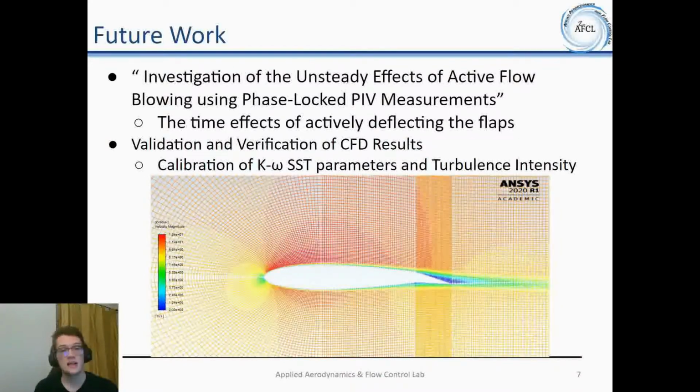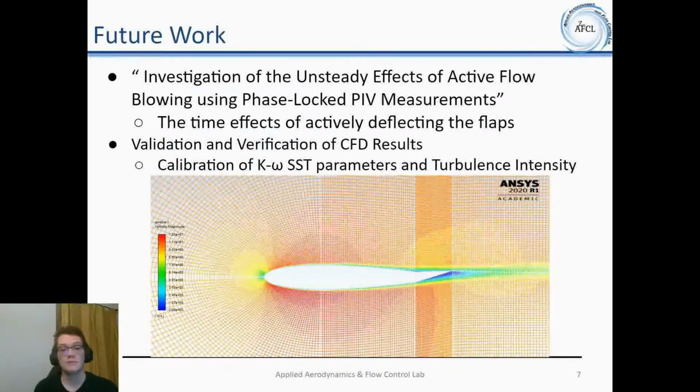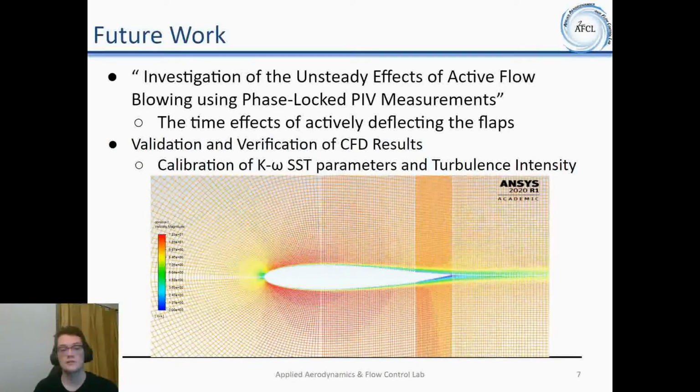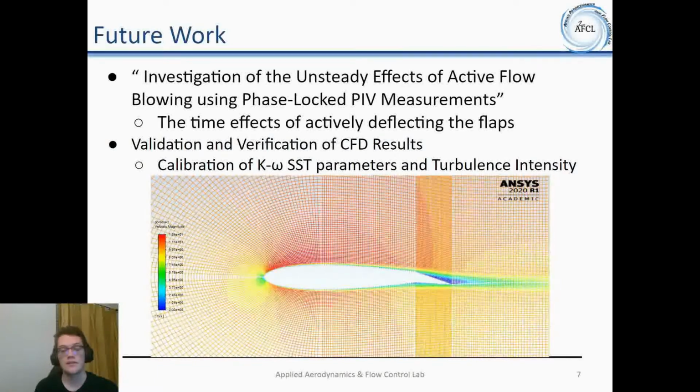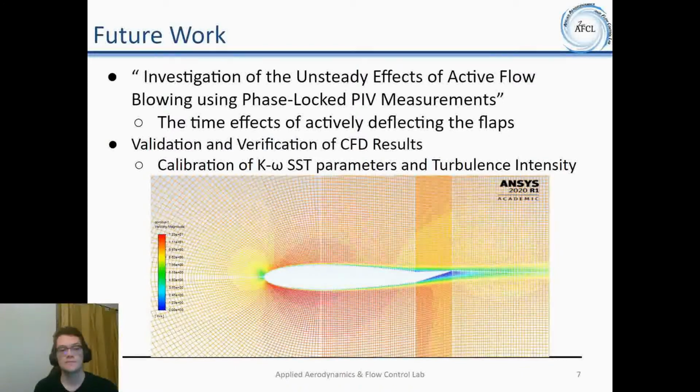It boils down to the time effects of actively deflecting flaps. If you look at the GIF at the bottom, we have time-deflecting flaps. Each frame you see here is a different time step, and the flap deflects in time. This paper asks what happens if we add active blowing to this.